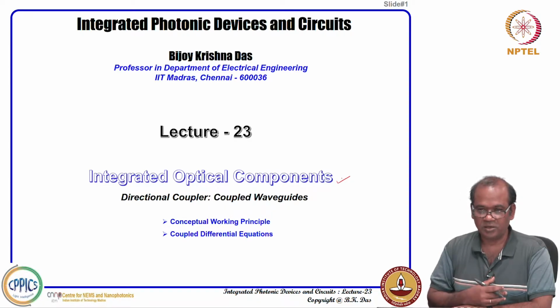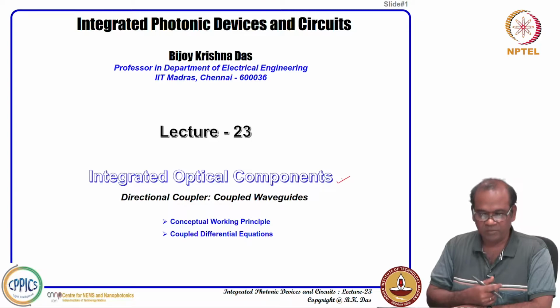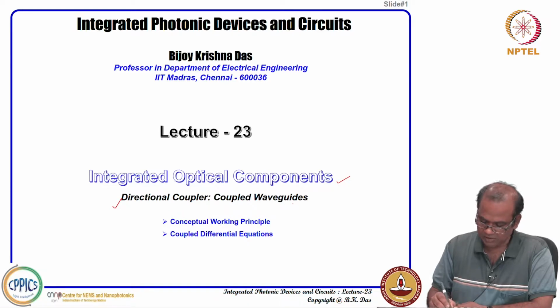Sometimes directional coupler is also used as a 3 dB power splitter to construct 2 by 2 Mach Zehnder interferometer, and many other components also like ring resonator etc. Design of directional coupler plays a major role. So, basically directional coupler is nothing but coupled waveguides.